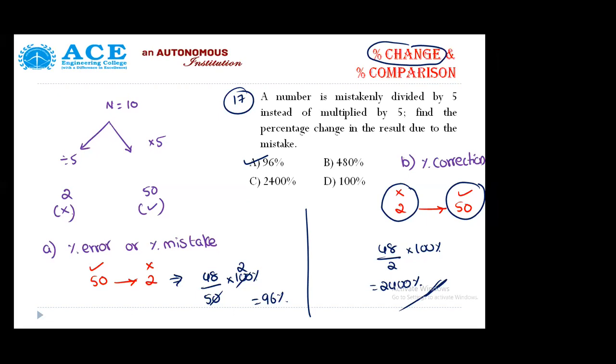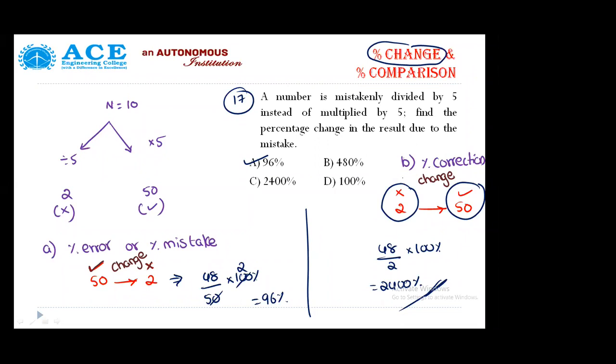It was something like 480%. In this, I mentioned clearly: error means a correct value becoming a wrong value. If a correct value is changed to a wrong value, then we can call it an error. If a wrong value is changed to a correct value, it's nothing but correction. I'm correcting you, meaning you are on a wrong path and I'm changing you to the correct path.